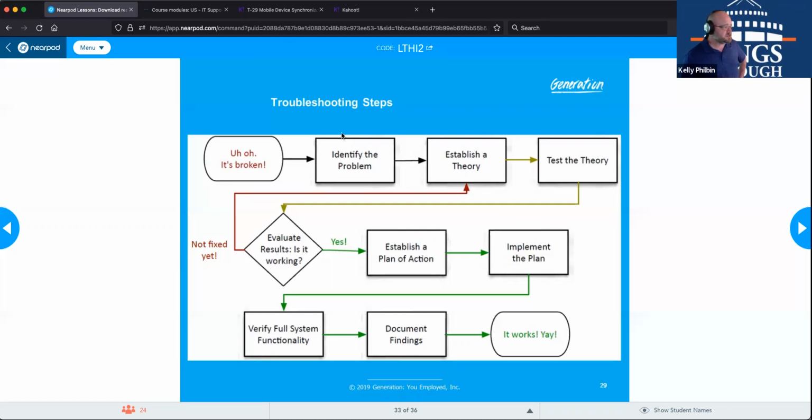So just this. Wow, that's a horrible color for this picture. All right.